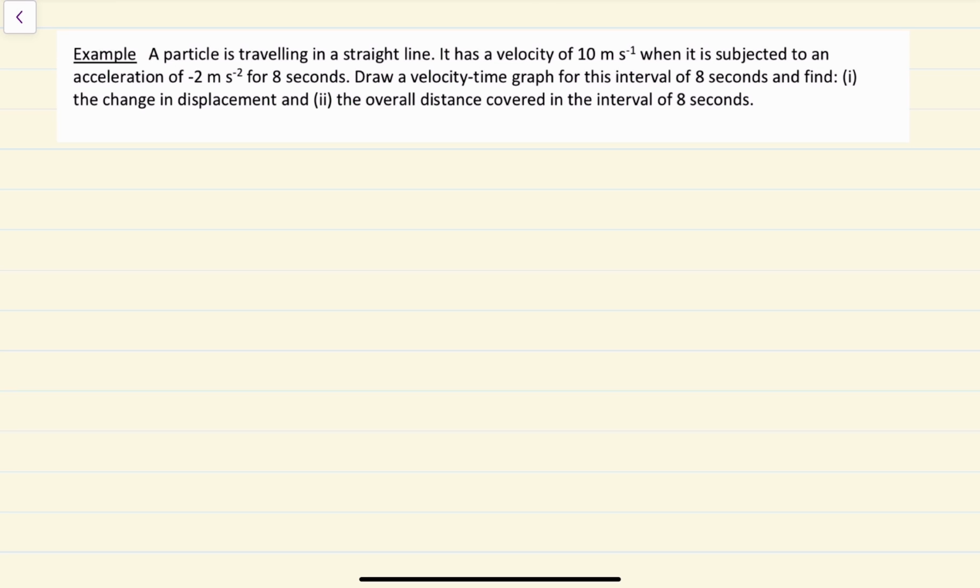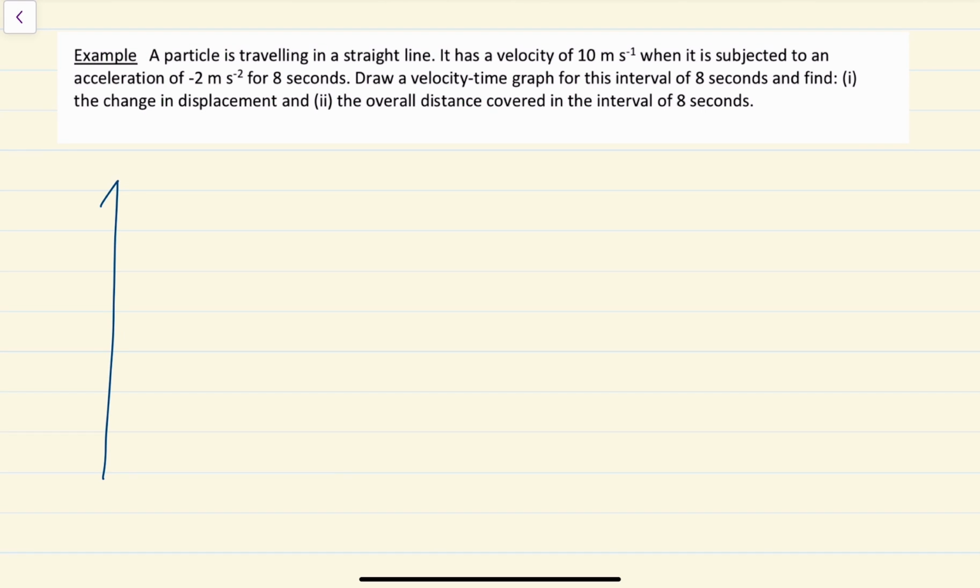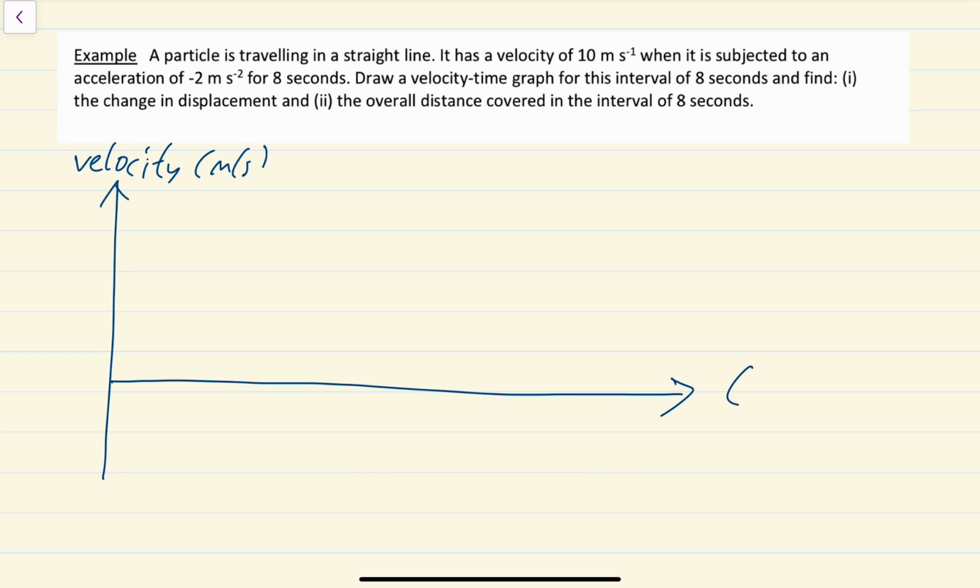Okay, right. Let's just draw a wee diagram again. You've got your velocity, that's in meters per second. And then there's your time in seconds. Okay, now this wee thing is going along merrily at 10 meters per second. And then it is subject to an acceleration of minus 2 meters per second squared for 8 seconds.